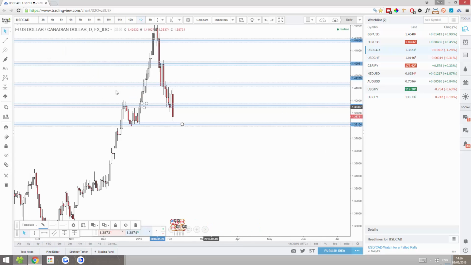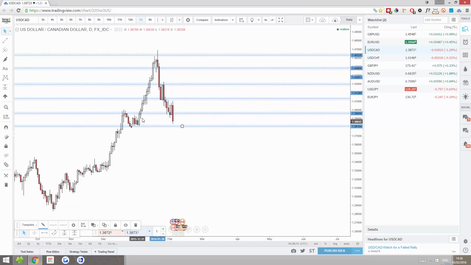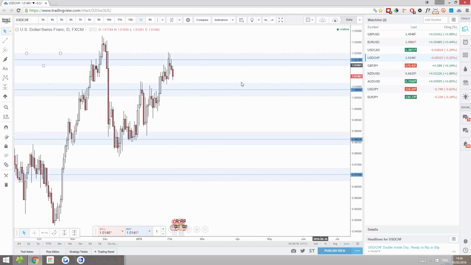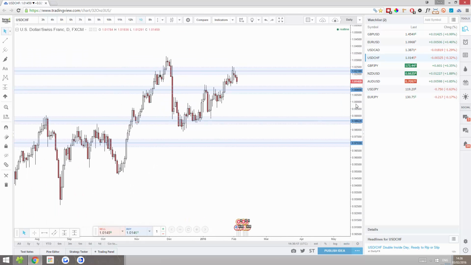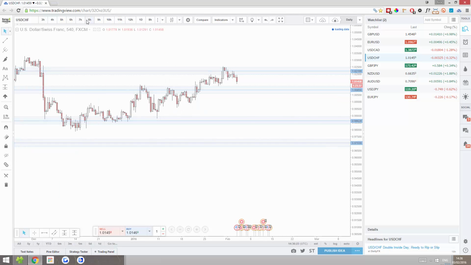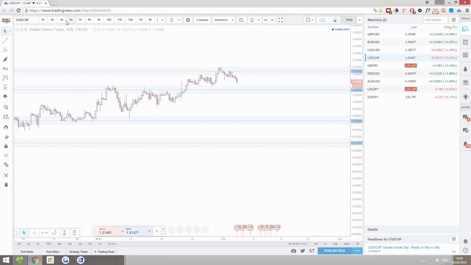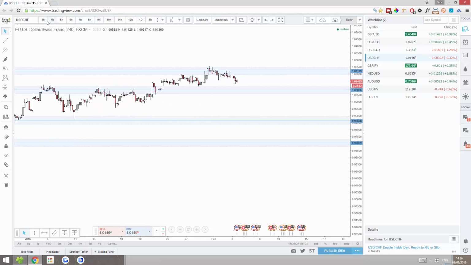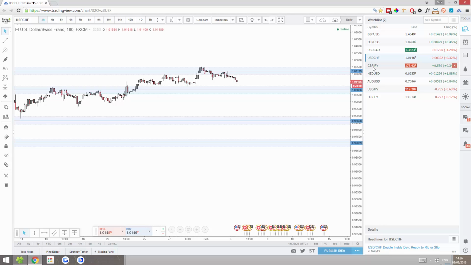Yeah. So pretty much what it's doing on the daily, it's the same. It's just pushing down. Let's keep an eye on the 138.10 and see what happens. USD/CHF. Nothing much going on here. Yeah, nothing going on.